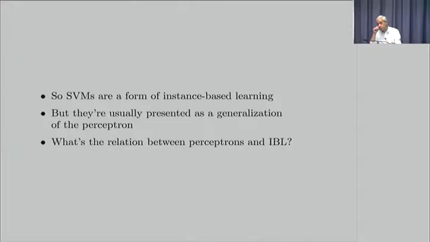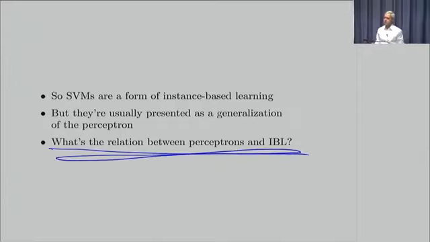But now I just told you that support vector machines are just a type of instance-based learning. The way they are usually presented, as I already hinted, is as a generalization of the perceptron. Okay, so you hopefully are getting some cognitive dissonance at this point, because nearest neighbor and perceptron, right? Those are totally different things, aren't they? How could support vector machines be a generalization of both? Which actually raises the question: what exactly is the relationship between perceptrons and instance-based learning?